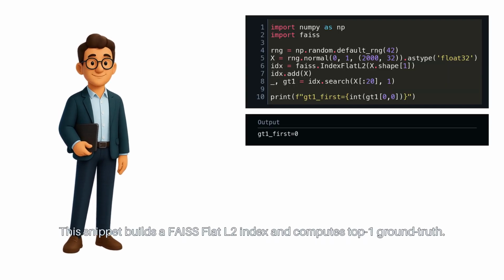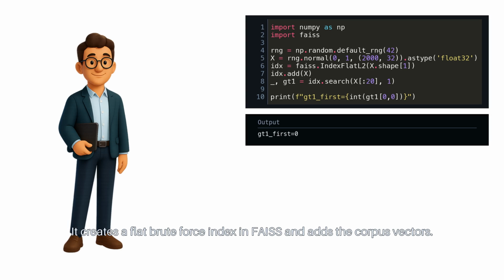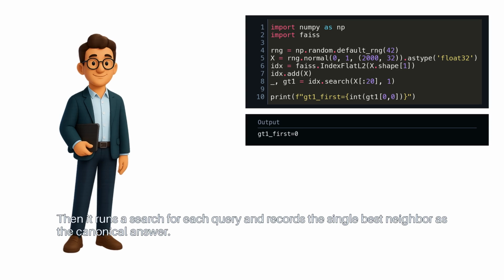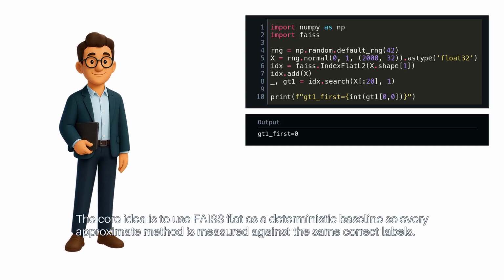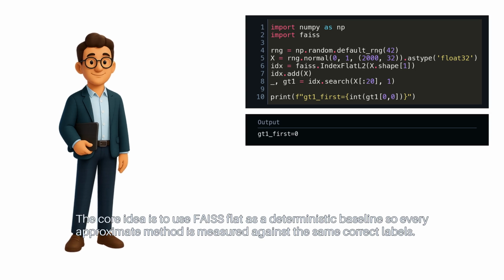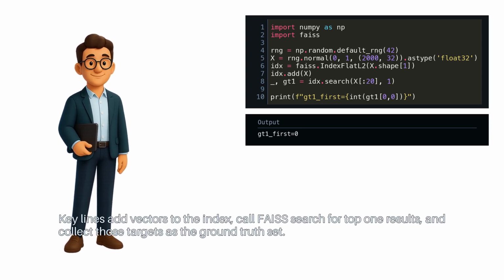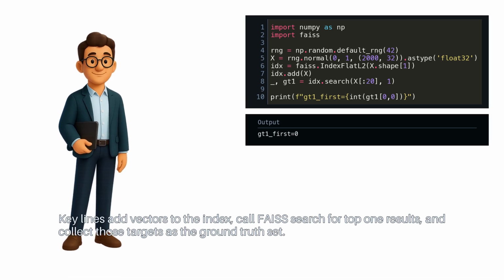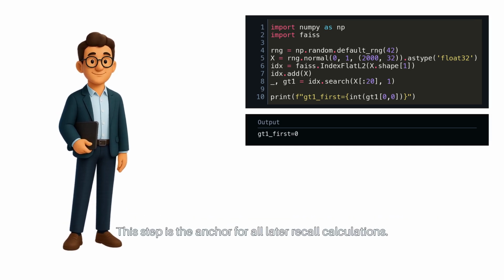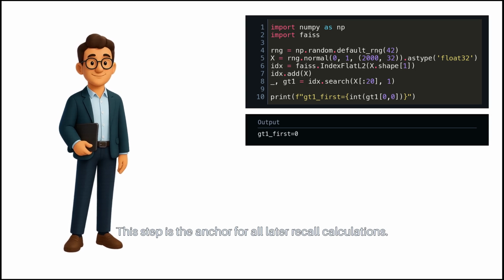This snippet builds a FAISS Flat L2 index and computes top 1 ground truth. It creates a flat brute force index in FAISS and adds the corpus vectors. Then it runs a search for each query and records the single best neighbor as the canonical answer. The core idea is to use FAISS Flat as a deterministic baseline, so every approximate method is measured against the same correct labels. Key lines add vectors to the index, call FAISS search for top 1 results, and collect those targets as the ground truth set. This step is the anchor for all later recall calculations.